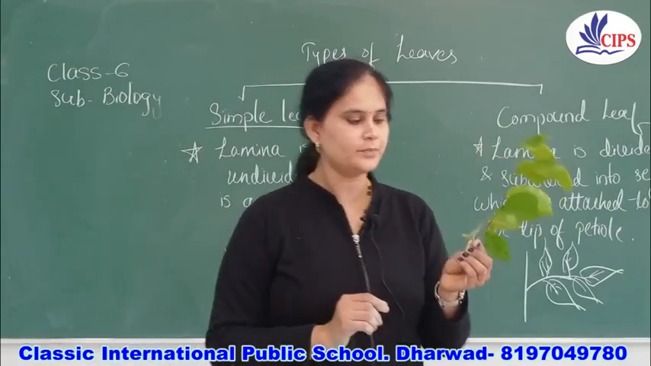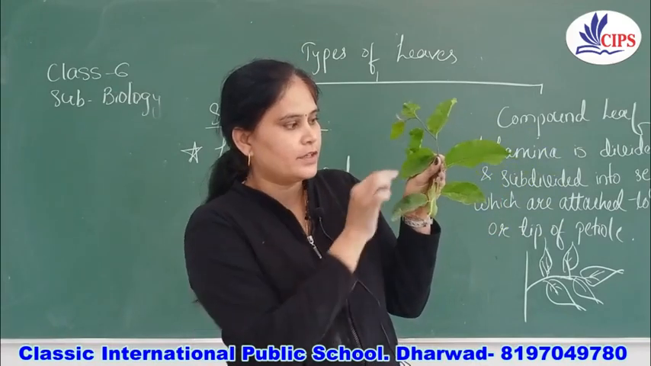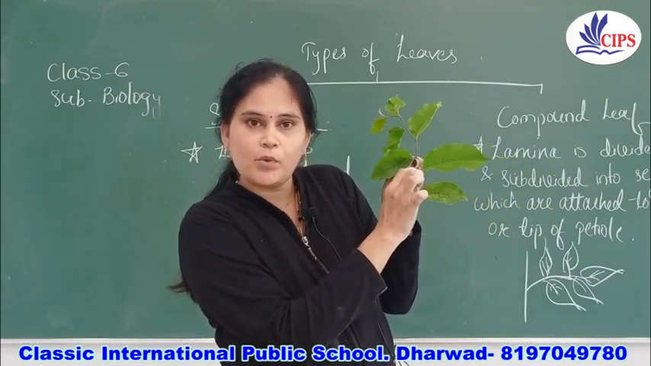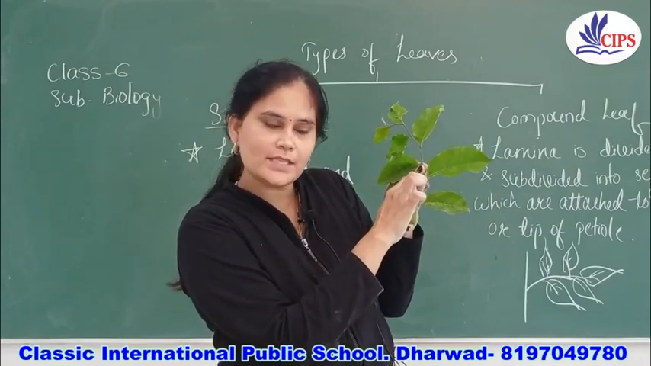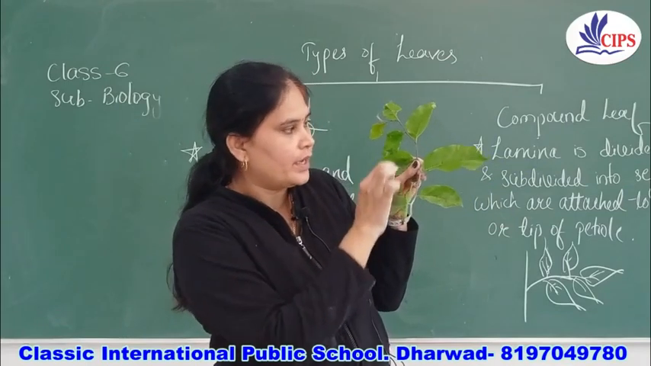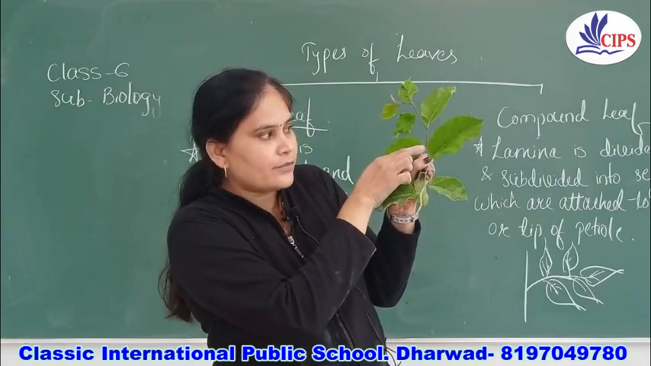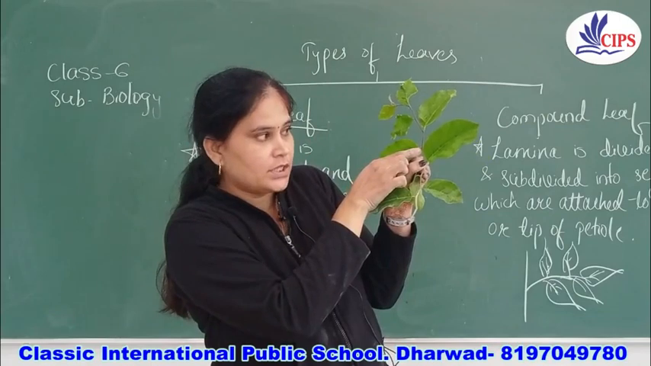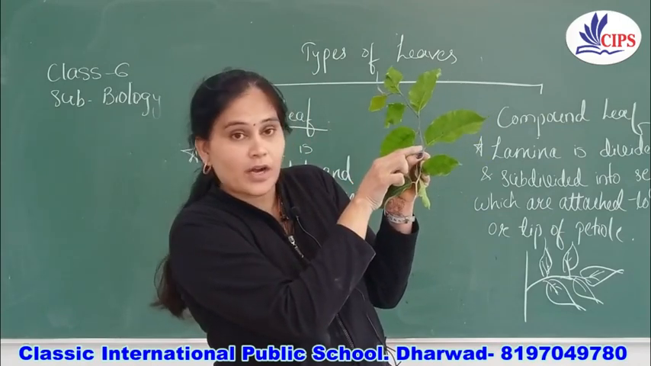Now see, children, this is a leaf, right? What do you call this point from which it is arising? This is called a node. And the another leaf which is arising from this point, that is also called a node, and the space between these two is called what?